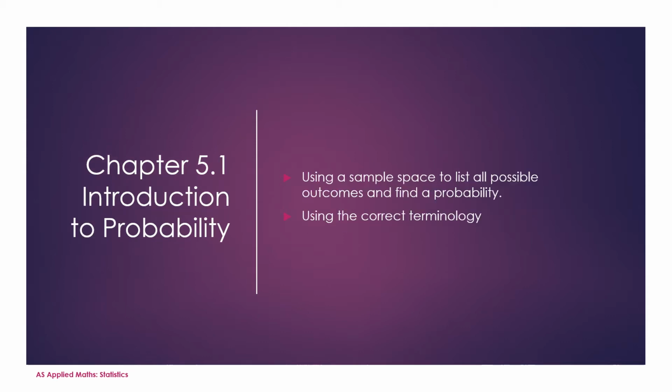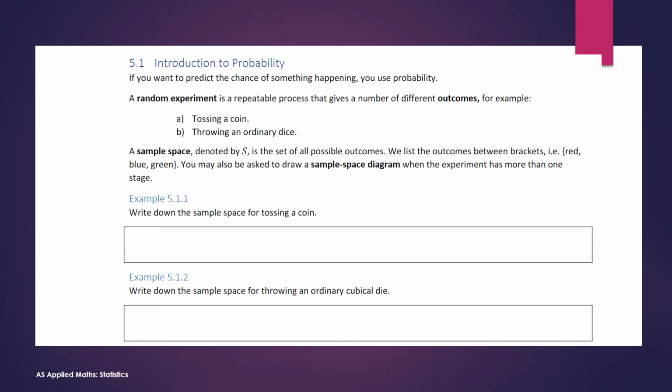This is Chapter 5 from AS Applied Maths Statistics. We're looking at an introduction to probability. So in probability, we are predicting the chance that something happens. You should know this already from GCSE, and everything that we'll look at in this part of the course should be revision rather than new to you.